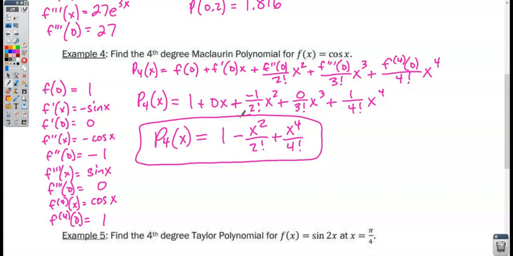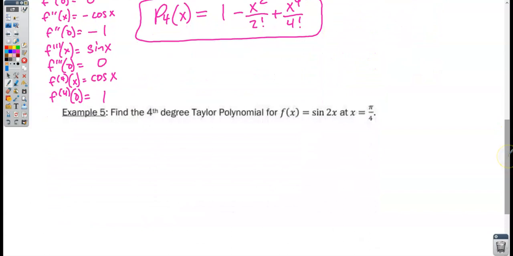All right, do I have time for one more? Yeah, I think I've got time for one more in this video. Find the 4th degree Taylor polynomial. Now we're doing a Taylor polynomial at x equals pi over 4.